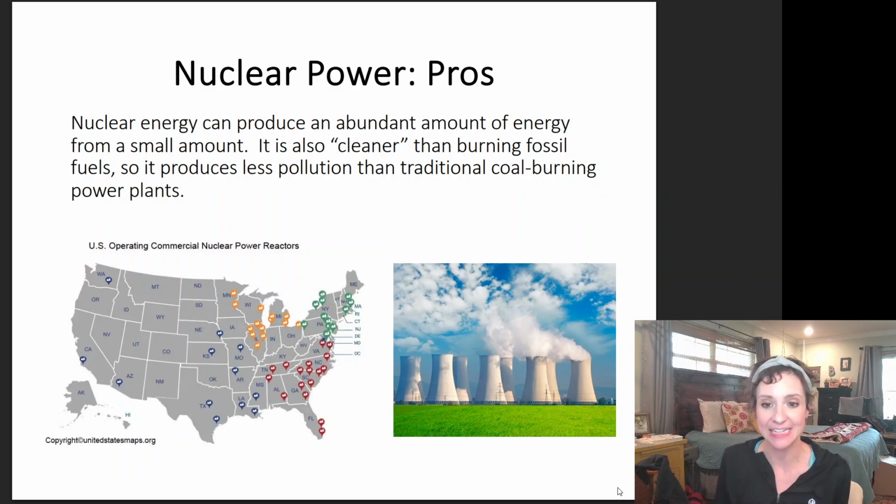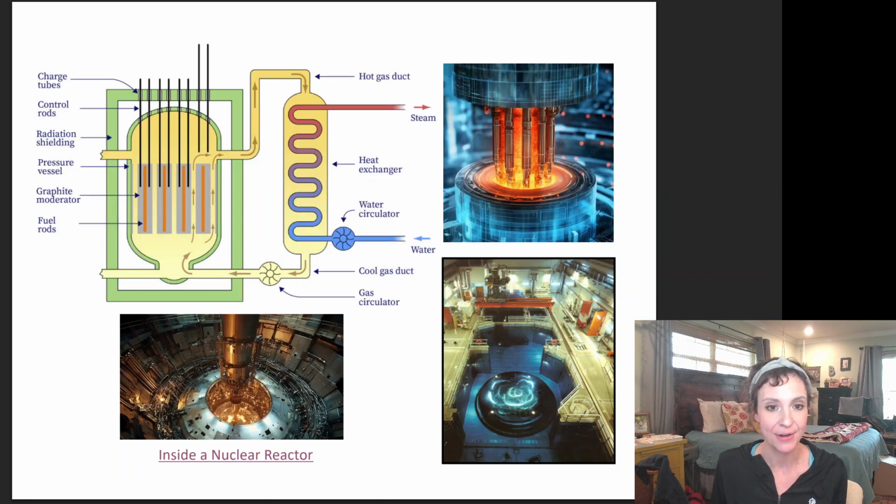So what I mean by that is if I'm burning coal or oil or natural gas, you create harmful products or pollutants in the atmosphere, right? So what you see coming from nuclear power plants is water vapor, steam, and other non-harmful gaseous substances, okay?